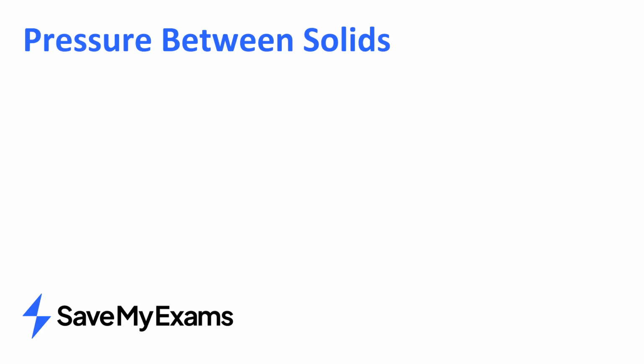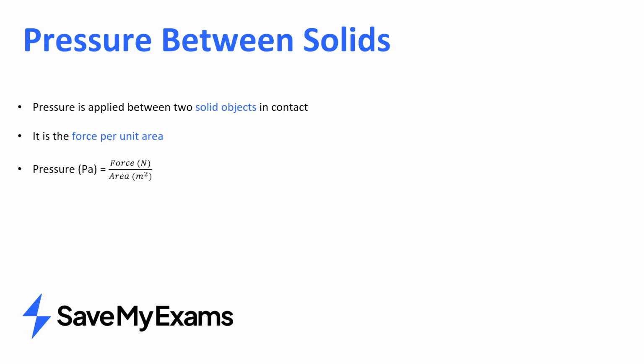In summary, pressure is applied between two solid objects in contact with each other. Examples include a shoe in contact with the floor or a box in contact with a table. Pressure is defined as the force per unit area. It is calculated using the equation pressure in pascals is equal to force in newtons divided by area in meters squared. Pascals are the equivalent of newtons per meter squared. So make sure you convert mass to weight in newtons and dimensions into meters before calculating area.